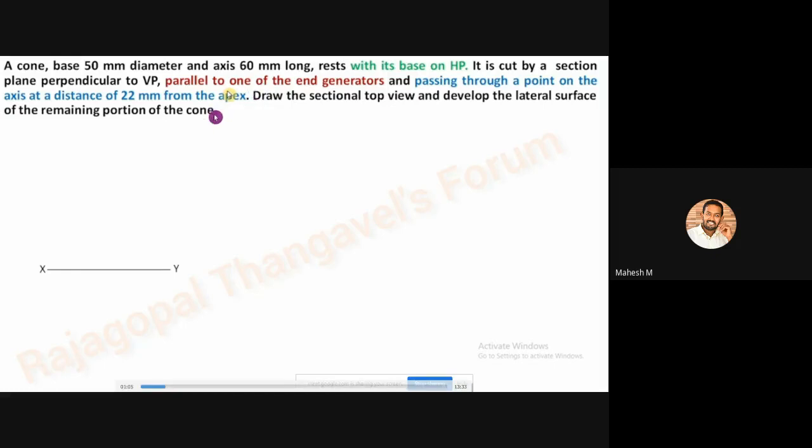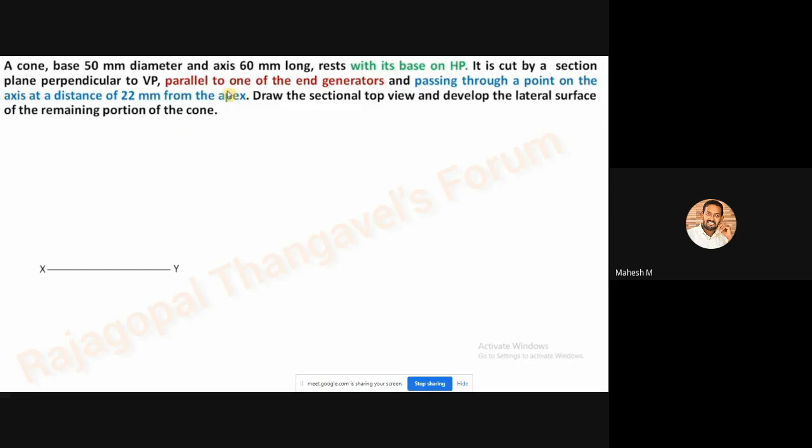Please read this final condition. I think many people don't do this. Compulsorily read it, because in this condition they discuss what are all the diagrams we need to draw. So draw the sectional top view, which is very, very important, and draw the lateral surface of the remaining portion of the cone.